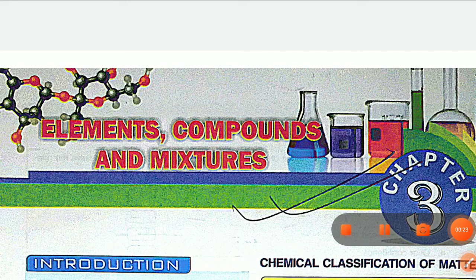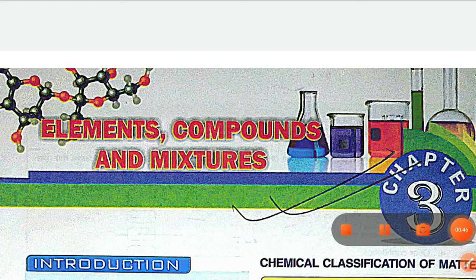This is part 3 of chemistry class 8 chapter 3, elements, compounds and mixtures. In the previous part we learnt about non-metals, noble gases, metalloids, compounds, etc. In this lesson, that is part 3, we are going to study about mixtures, their types, heterogeneous mixtures, the difference between mixtures and compounds, etc. So let us begin the chapter.